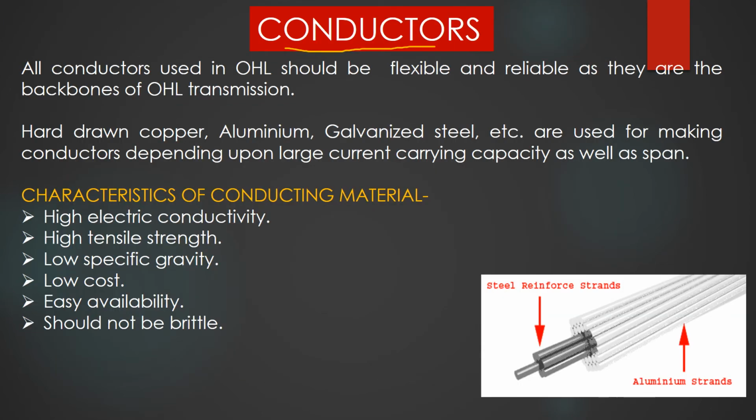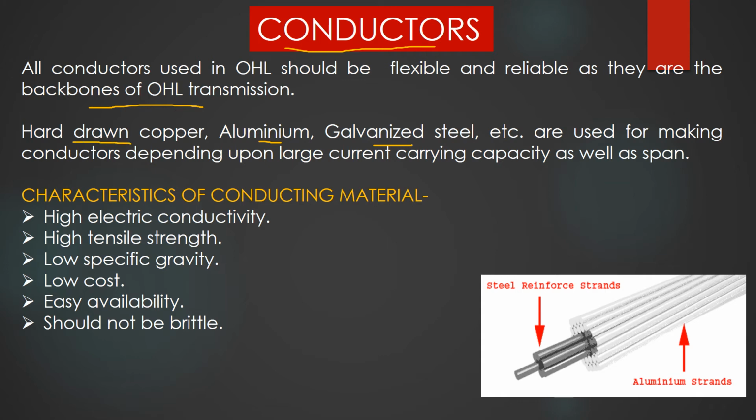Moving on to the conductors. Conductors are actually the backbones of overhead transmission line. Therefore, the conductors used in the overhead transmission line should be reliable enough and flexible enough, since through them the power is actually being transmitted from one end to another. You must have seen copper being used as a conductor, but in the transmission line, not only copper is used as a conductor, we can use aluminium, galvanized steel. Also, the copper here chosen for the transmission line is hard drawn copper.